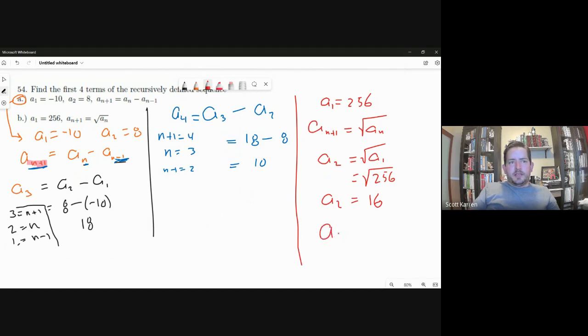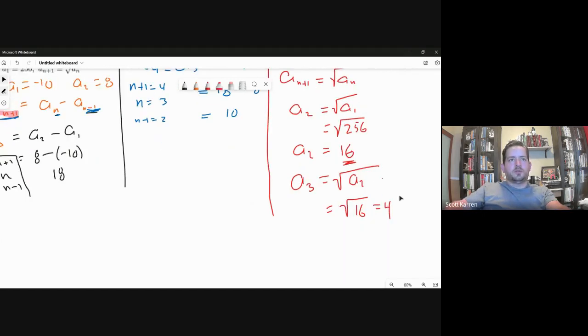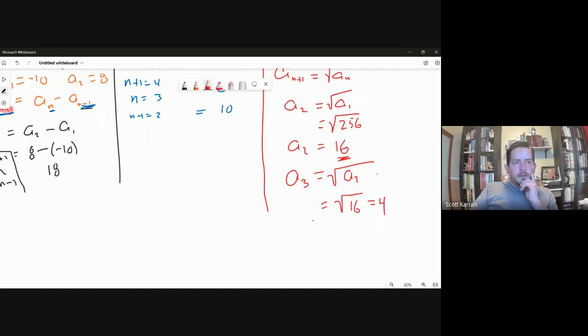But a sub 3 would be then the square root of the one previous, so a sub 2. But again, that's the square root of the guy that I just got, which is 16. And so this is 4. And then, of course, my last one would be a sub 4. They're all going to be just the square root of the previous one. So that's the square root of 4. That's 2. And I'm done. I've found all 4.